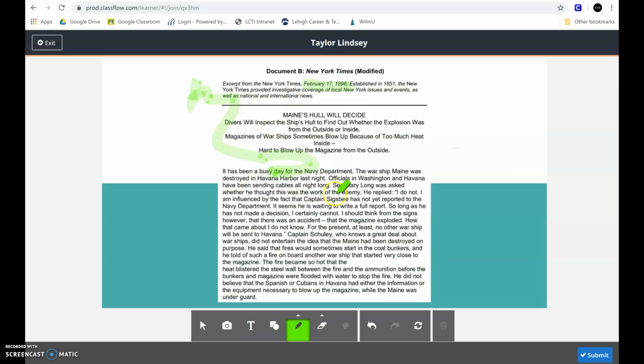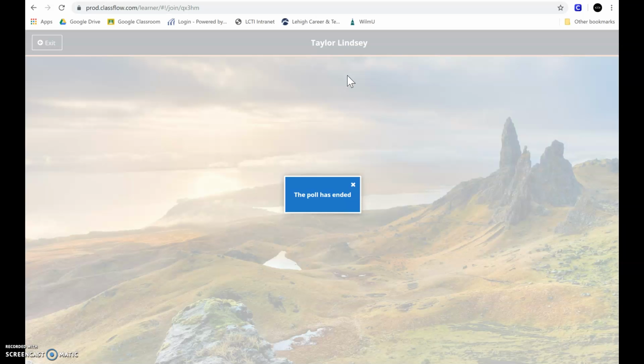There's the date. Okay, that's the same exact date. Okay, this one says the Maine's Hall will decide. Oh, they're both written in New York. And then I, as a teacher, can see up on my board what's going on, and we can do this as a class, as a quick poll.